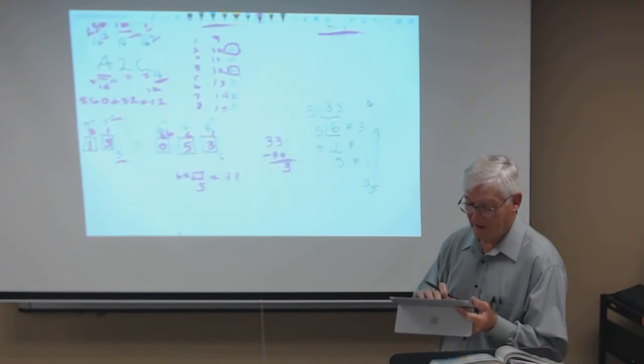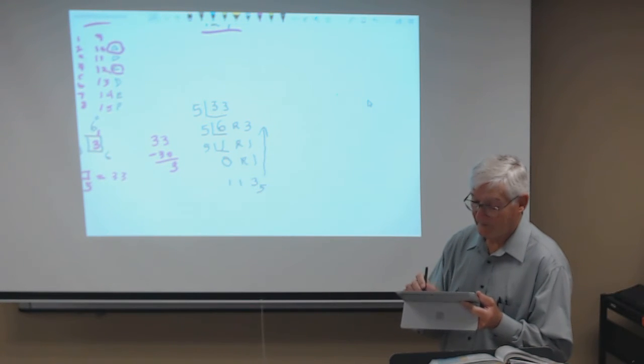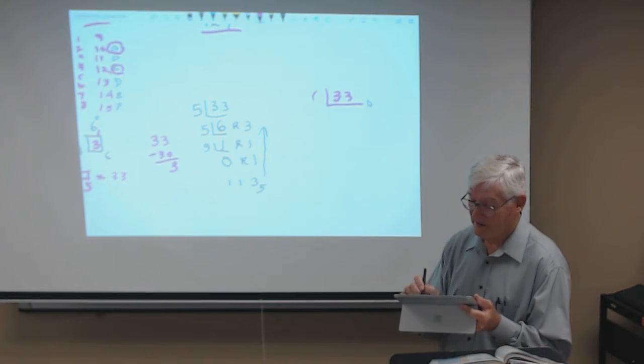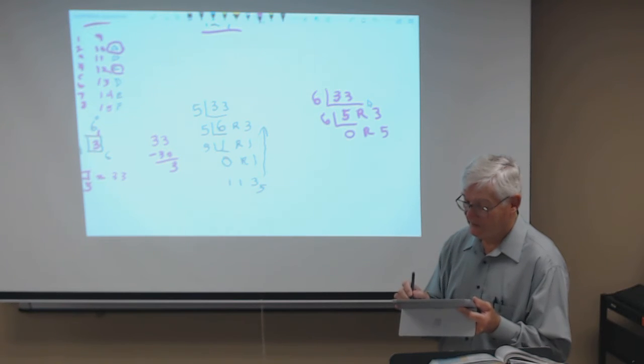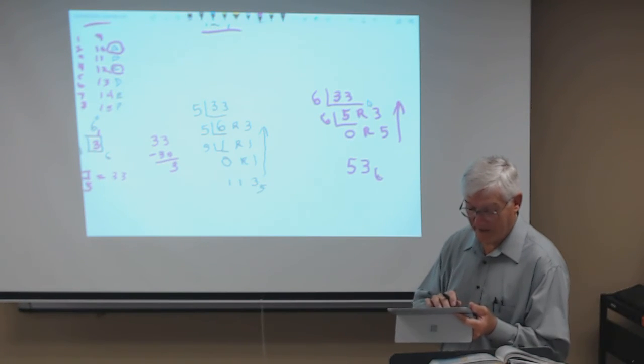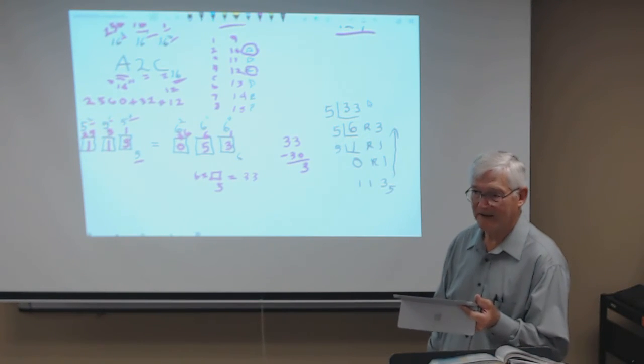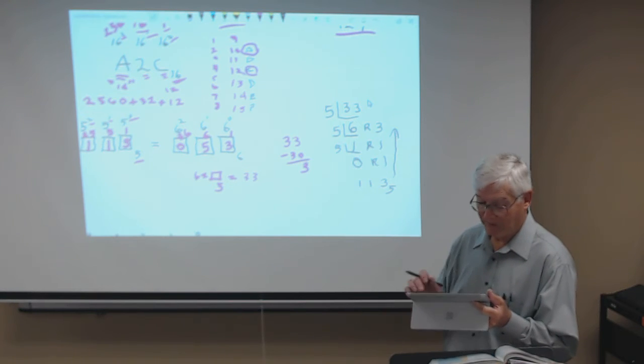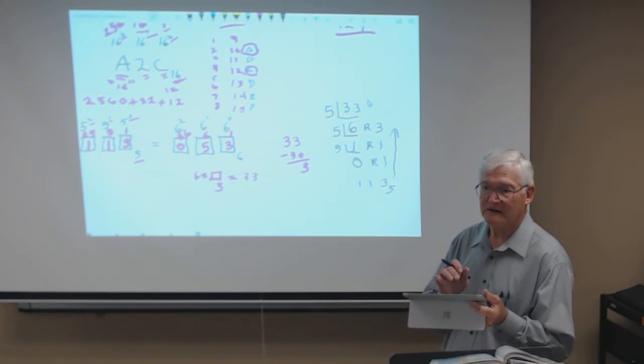Let's do this the long division method. 33 divided by 6 is 5, remainder 3. 5 divided by 6 is 0, remainder 5. So the answer is 53 in the base 6. Is that what we got over here? Yeah, 53 in the base 6. Questions?